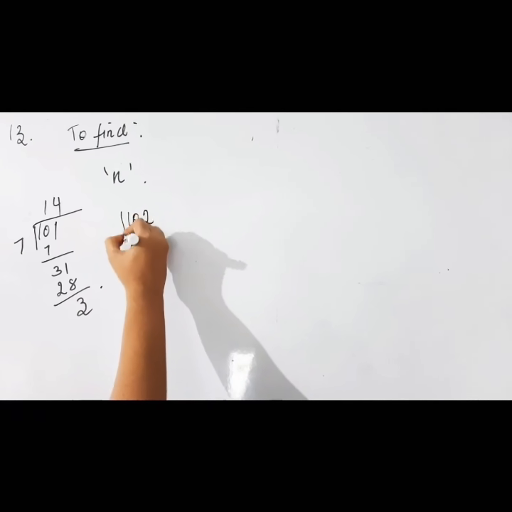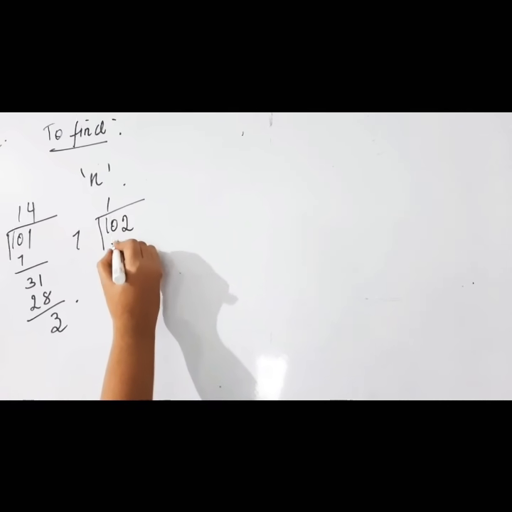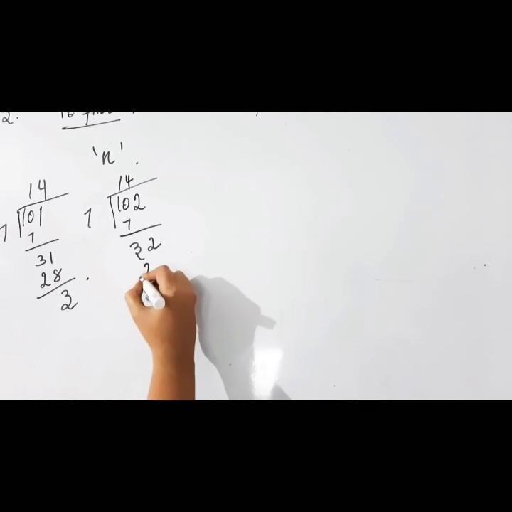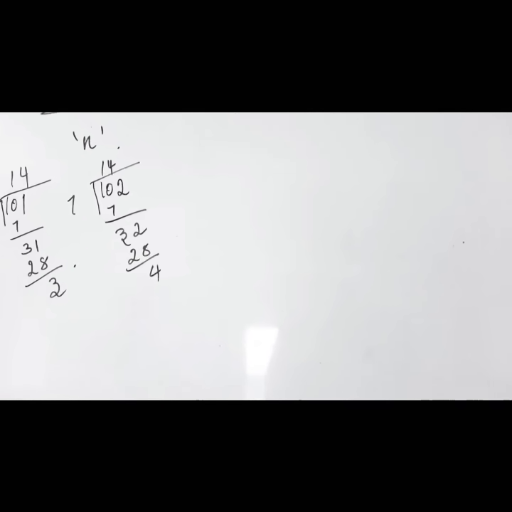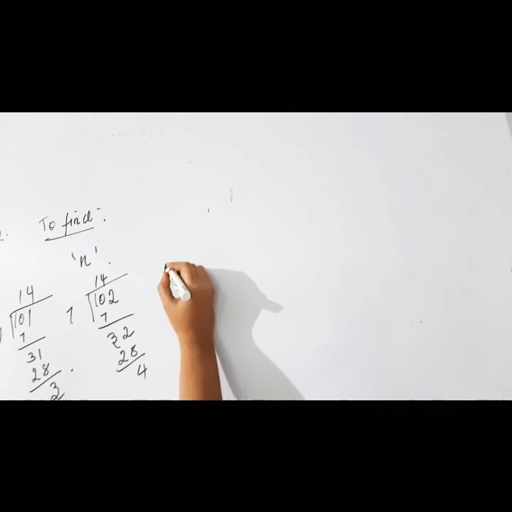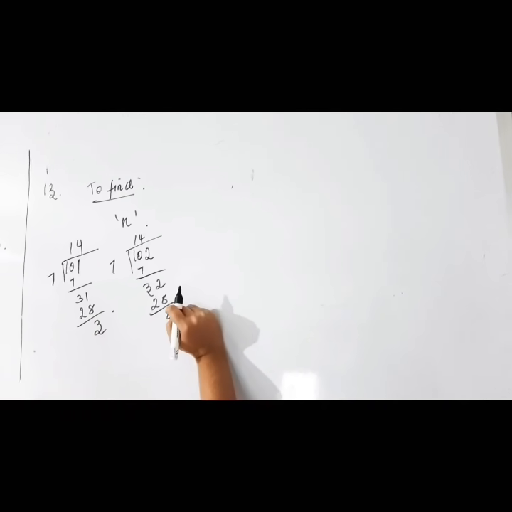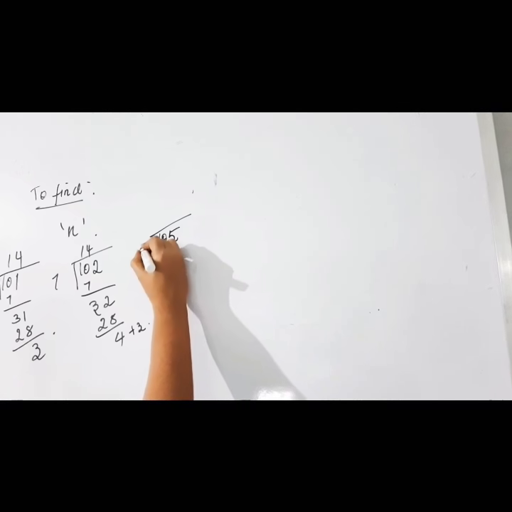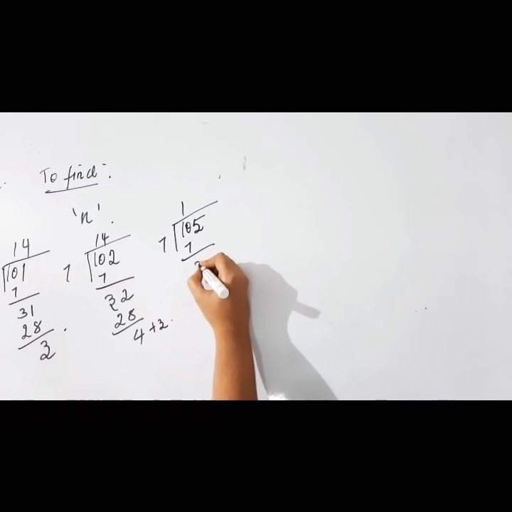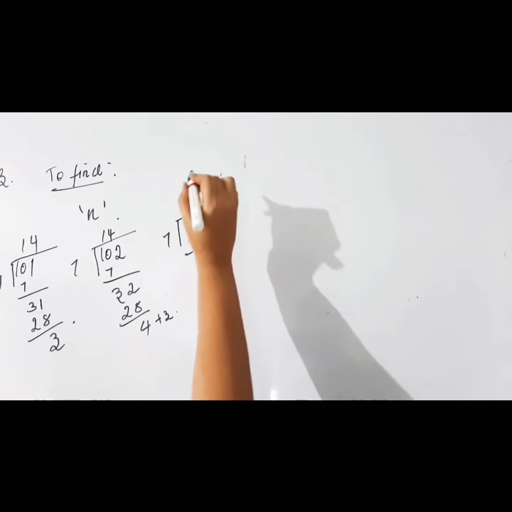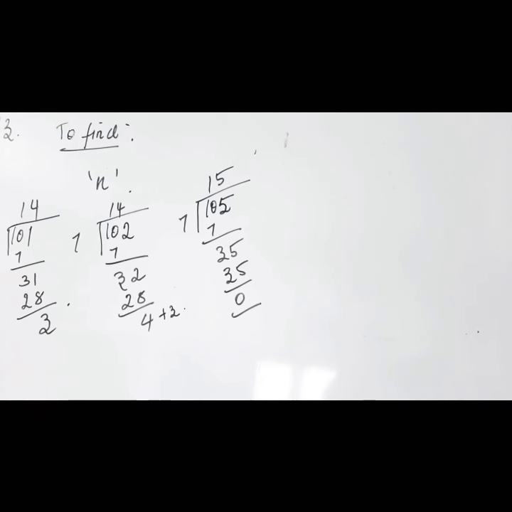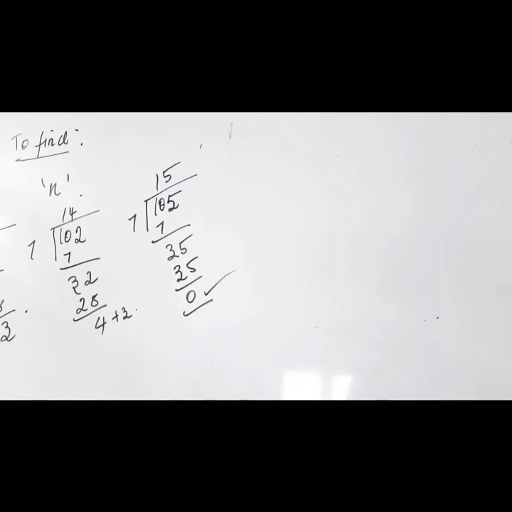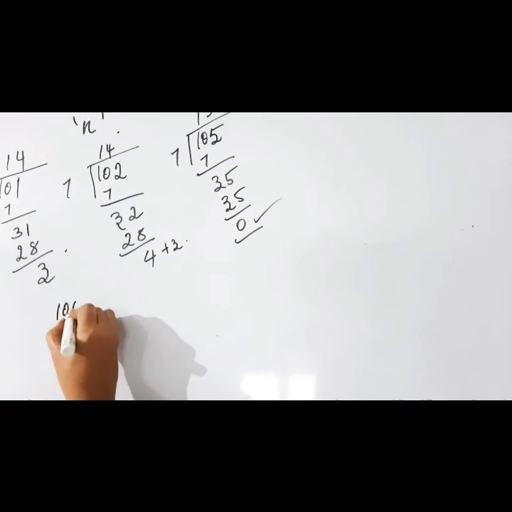Check for 102. No, again we are getting a remainder. Check for 103, 104. Check for 105 whether it is divisible by 7 or not. Therefore, 105 is the first 3-digit number exactly divisible by 7. So your AP starts with 105.